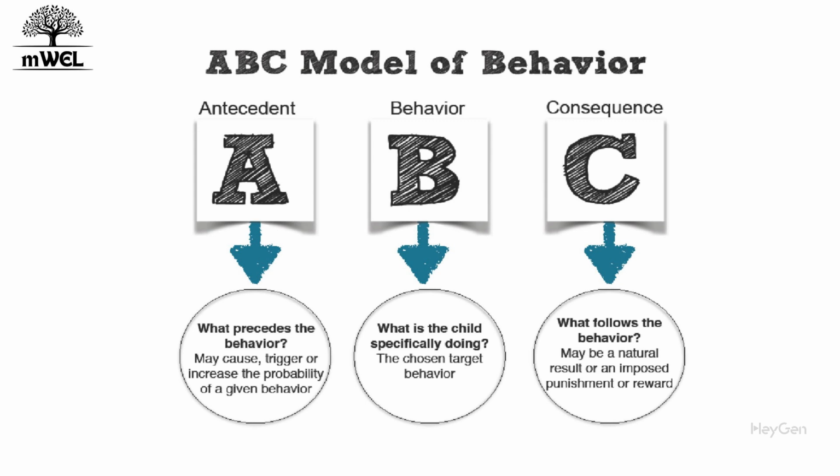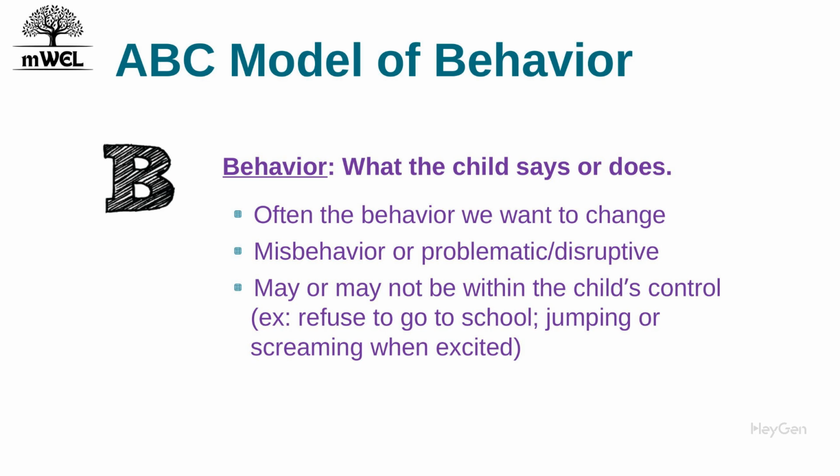The ABCs of behavior tell us that every behavior, the B, is preceded by an antecedent or contributing factors, the A, and followed with a consequence or reaction, the C. Let's start with B. Behaviors are what the child says or does. The B is often the behavior that an adult wants to change, like hitting or crying or running out of the classroom. It may be under the child's control or not under their control, especially if the child is not old enough or with minimal capacity to do an assigned activity.